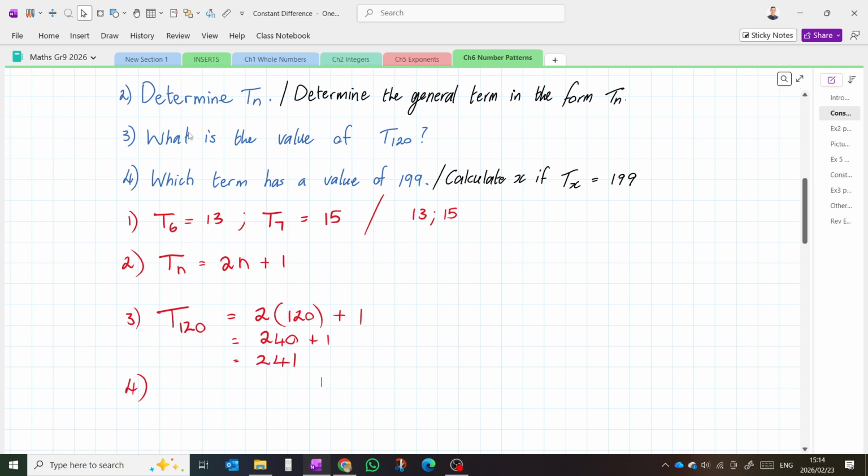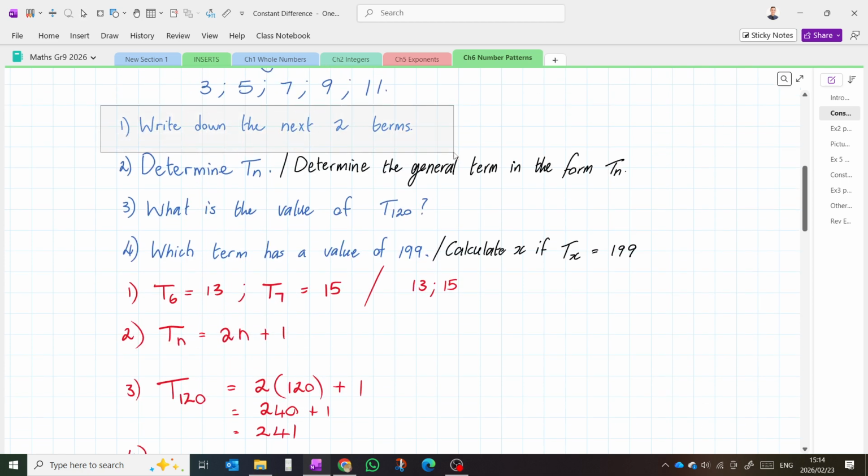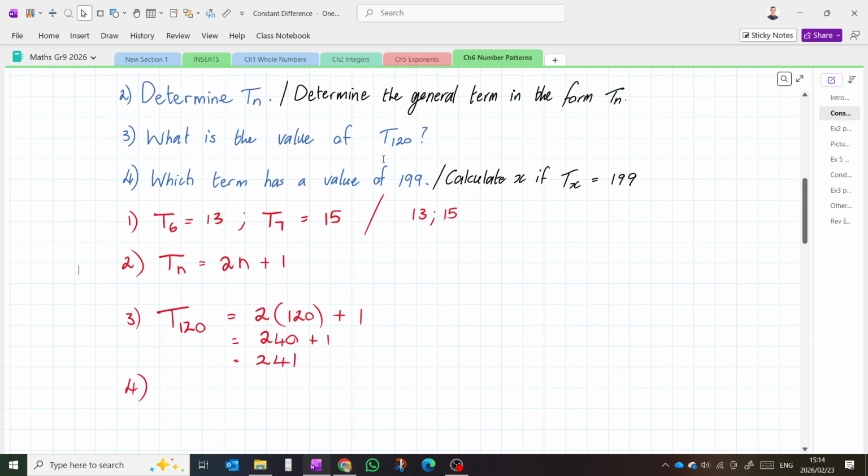Okay, so we've covered the first general question you get asked, which is find the next 2 terms or 3 terms or even just 1 term. Finding the general term, as in overall, the formula that will get you to any term, and then finding a specific term value.